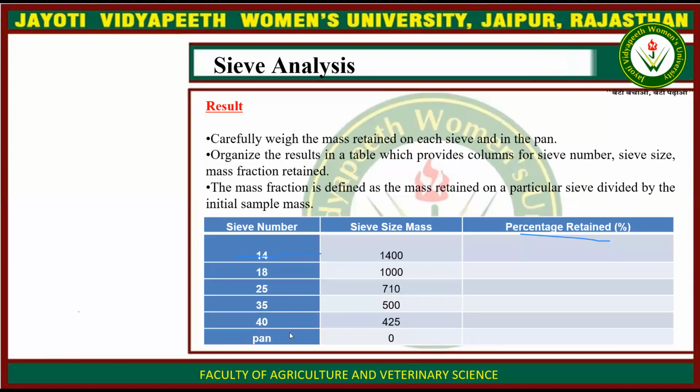Then the result: carefully weigh the mass retained on each sieve and in the pan, and organize the results in a table which provides columns for the sieve number, sieve size, and mass fraction retained. The mass fraction is defined as the mass retained on the particular sieve divided by the initial sample mass. And here we denote the percentage retained.